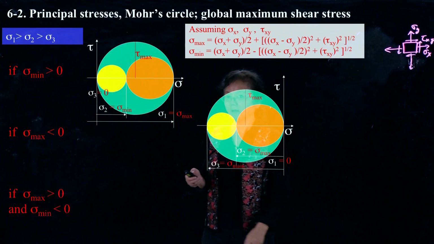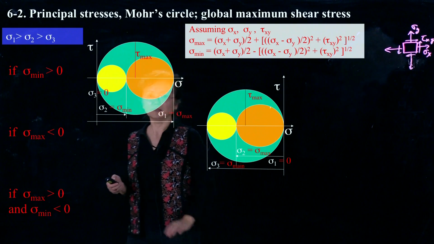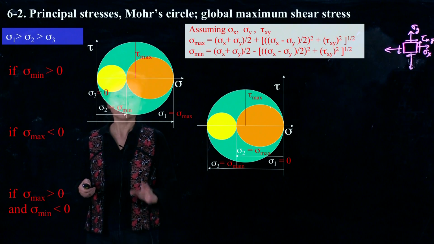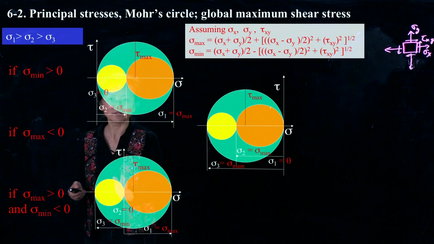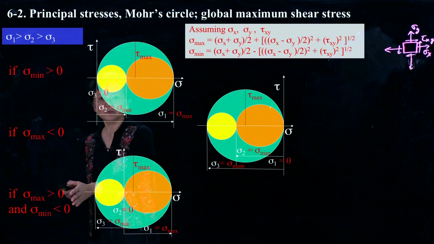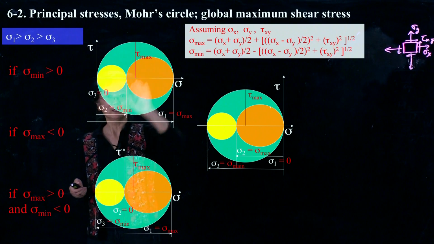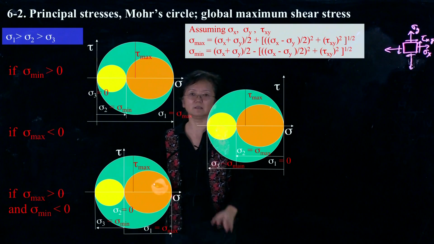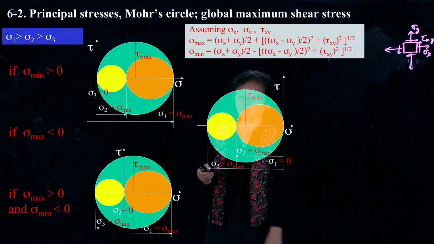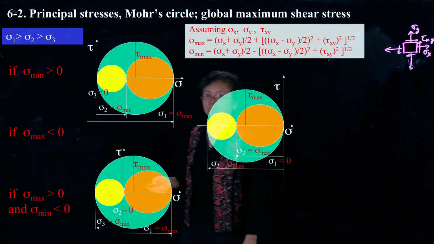And in this one, one is bigger than 0, the other one is smaller than 0. So 0 has to be in between, which means 0 is sigma 2. So sigma 3 is sigma minimum, and sigma 1 is sigma maximum. Okay, so those are the 3 cases. Basically, this covers all the situations.